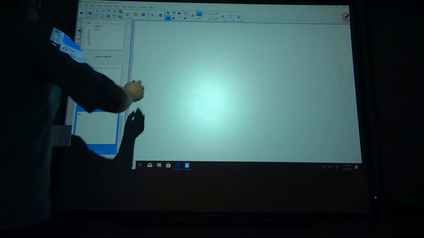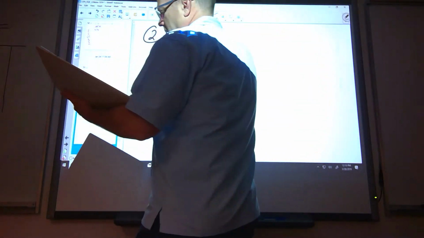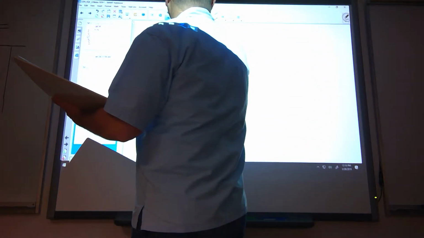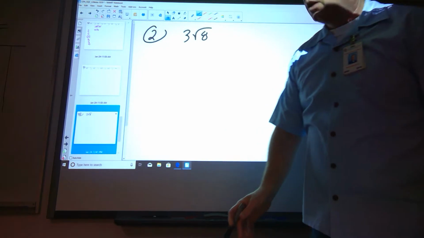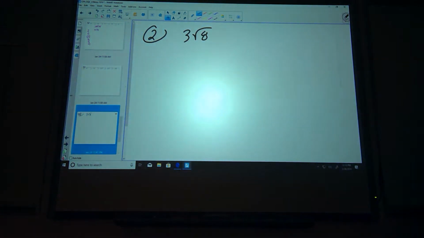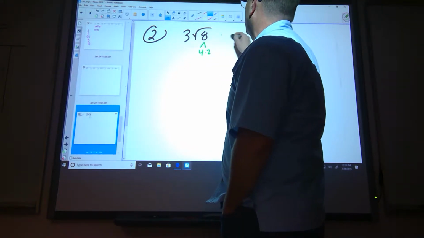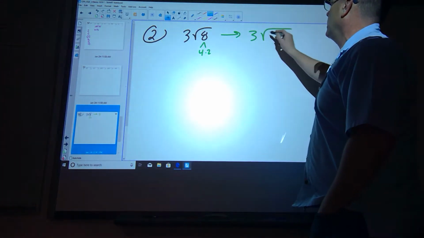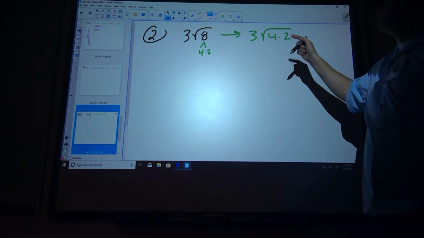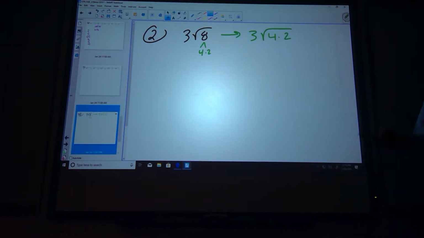All right. Number 2, we have 3 square root 8. What perfect square is a part of 8? 1 and then 4 as well, right? So we have to realize, if I broke that into 4 times 2, that means I made that this way. The 3 is outside, so if anything comes out with the 3, they can multiply.